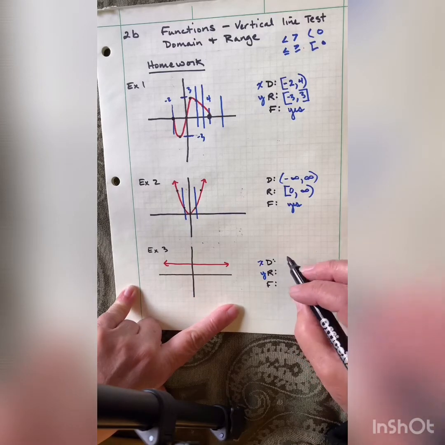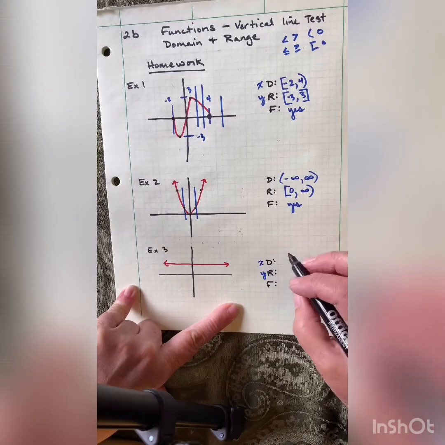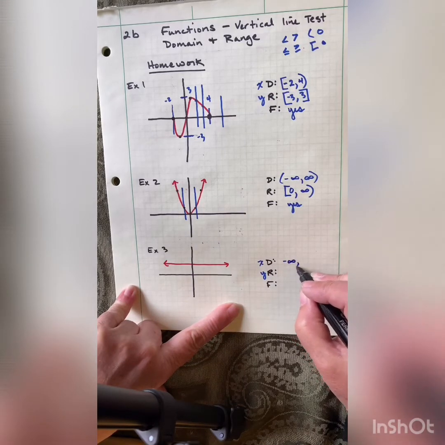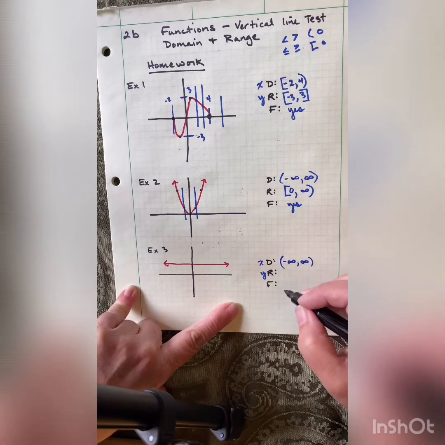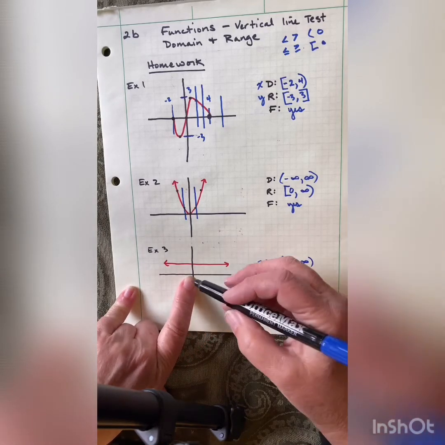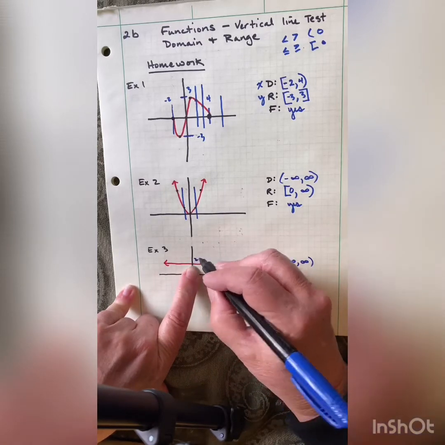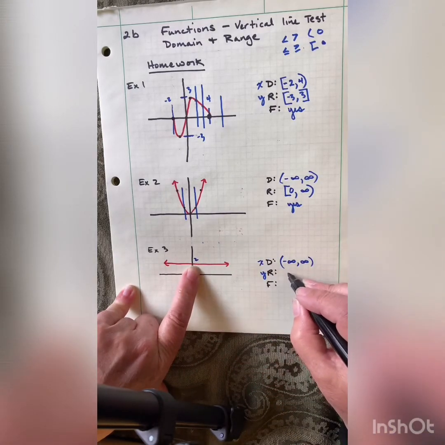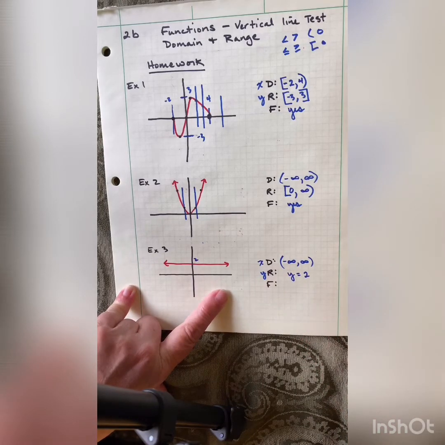So in this case, my domain, or possible x values, are going to go from negative infinity to positive infinity, and again, parentheses on those. My range, as I'm scanning up, is only 2. So in this case, I'm going to say y equals 2, and that's it.